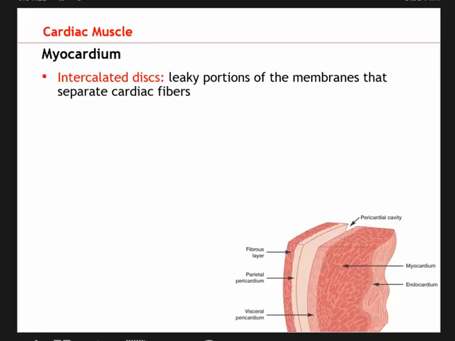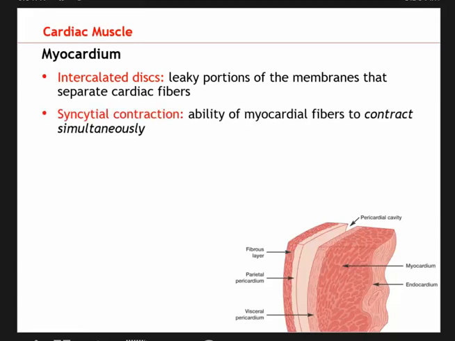So these intercalated discs actually allow the signal, and the signal is the action potential, to travel across the entire mitochondrium. So leaky portions of the membrane just means that the signal can travel through and activate multiple cardiac fibers. So what do these discs allow for? Something called syncytial contraction. So syncytial contraction, we can read, ability of the myocardial fibers to contract simultaneously.